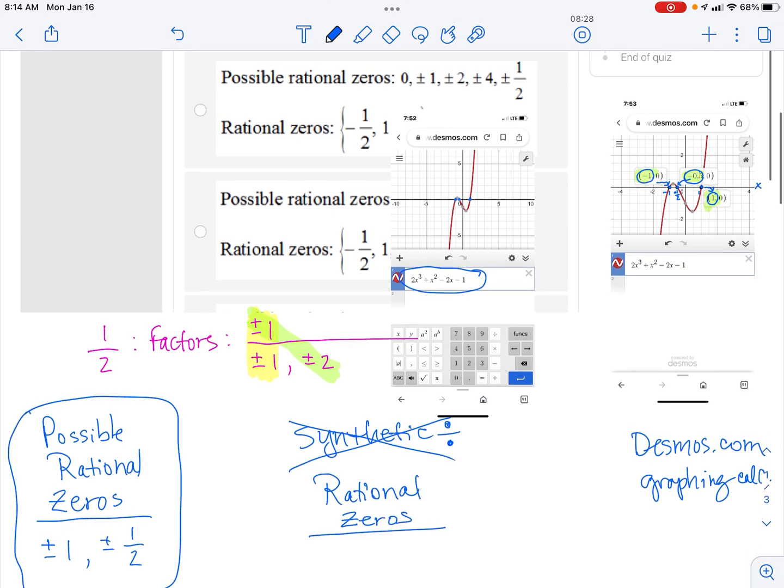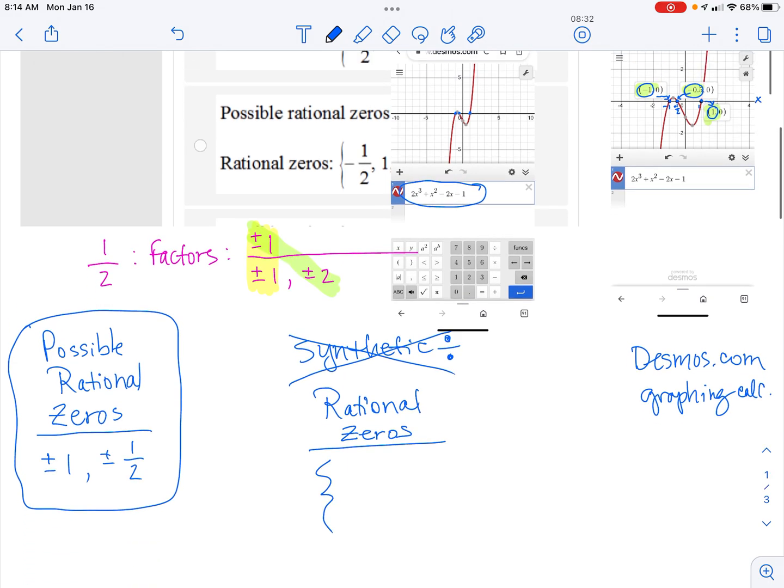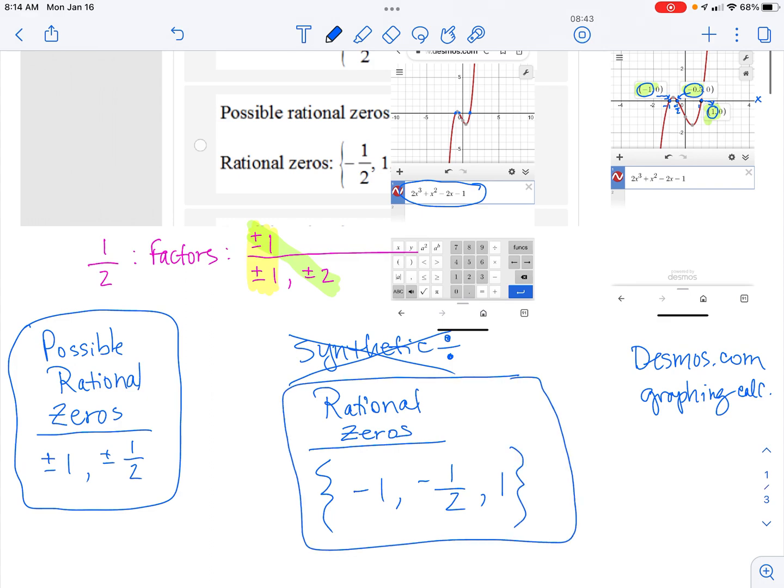So the other part of our answer here would be the rational zeros, and we put those in brackets like this. It doesn't really matter the order that you put them in. I put them in exactly as they appeared from left to right: negative 1, negative 1/2, and 1. That's how you do that problem.